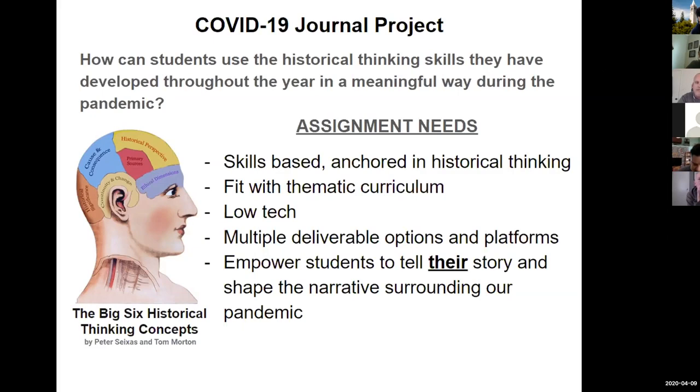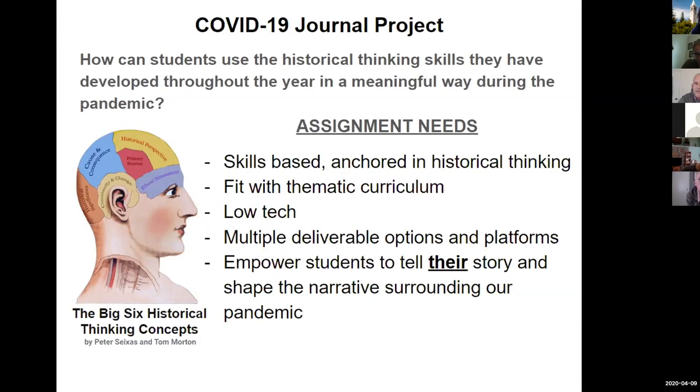I needed a low-tech option because 85% of our kids are on free reduced lunch. We think about 30% have internet at home. We've been handing out Chromebooks the last couple of weeks. So how could I have my students do something meaningful at home that's low-tech? I want kids to be able to deliver their assignments on multiple platforms.